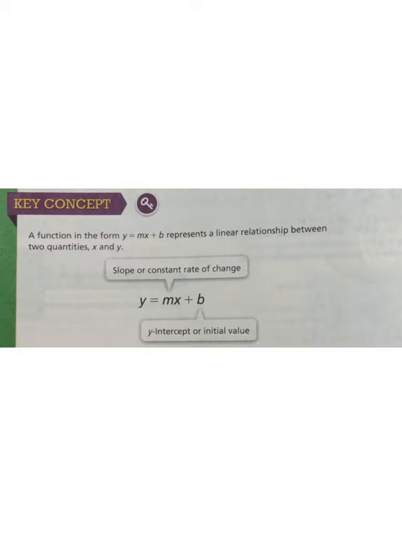As we have a poster of this in our room, and as we continue to talk about this, we've got to memorize it: m is the slope, the constant rate of change, and b is your y-intercept, or that initial beginning value. That's it. We'll practice in class.